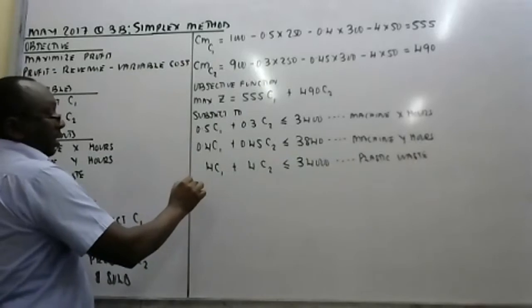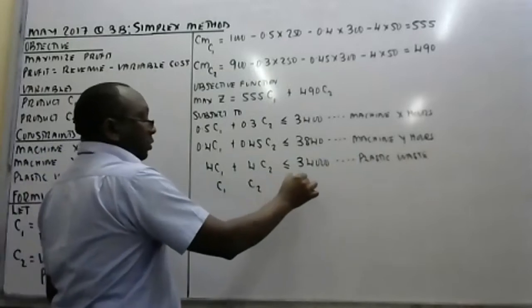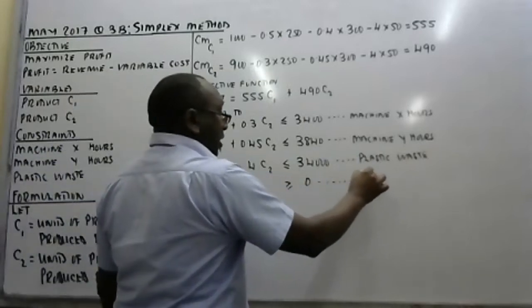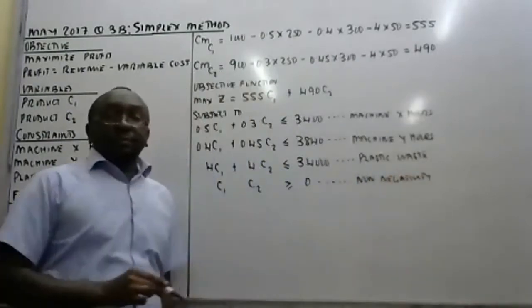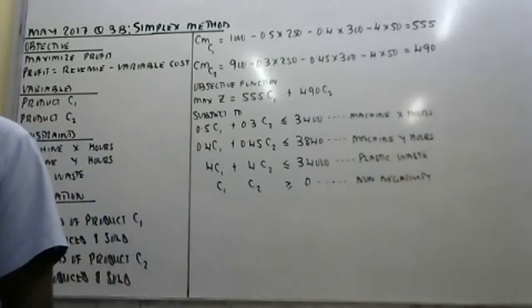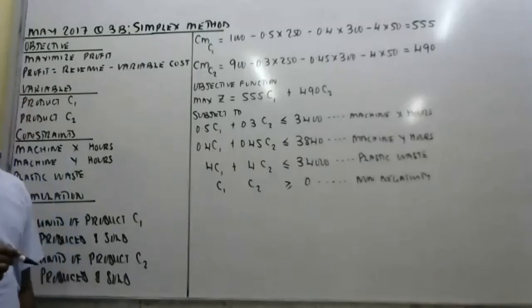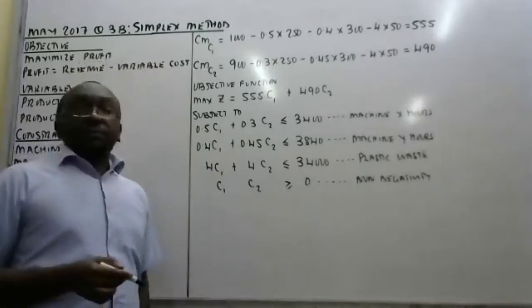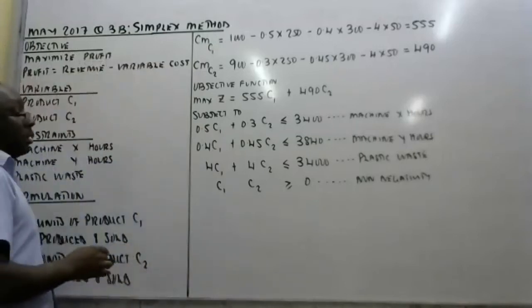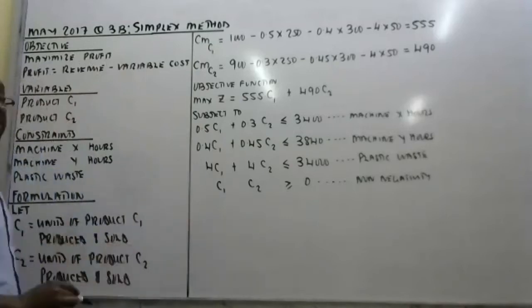Then C1, C2 should be greater than or equal to 0. This is non-negativity. Plastic waste is 34. That is the typo in that paper. The original is 4,000. Okay, so with that now, that was the step of formulation.